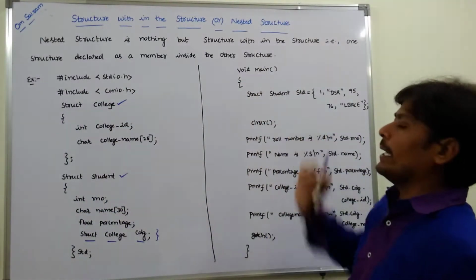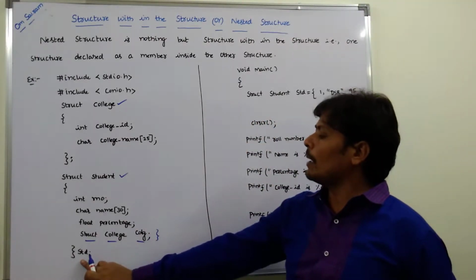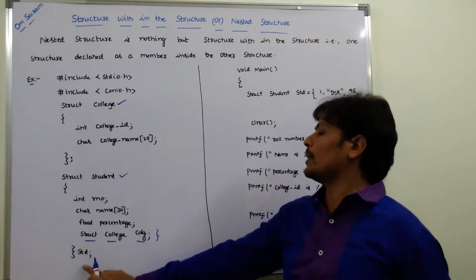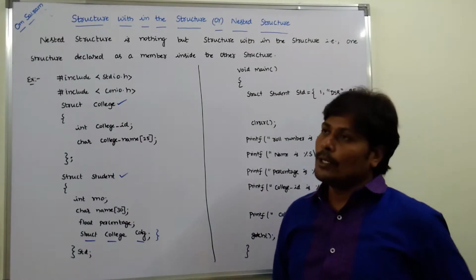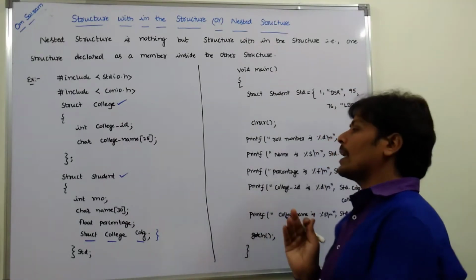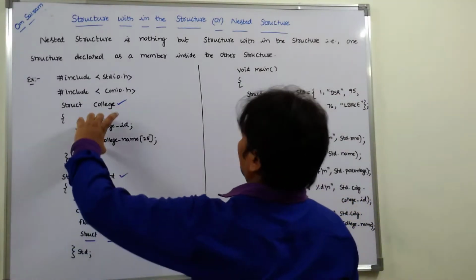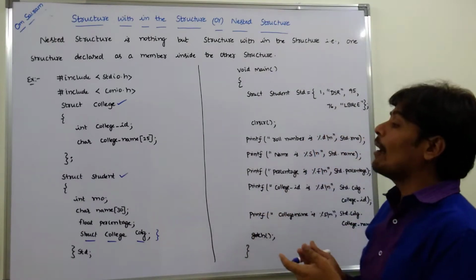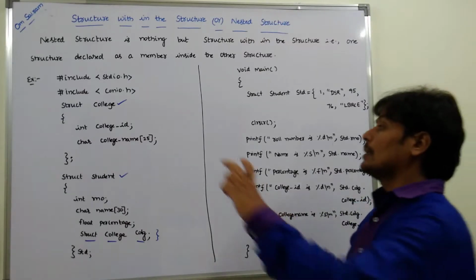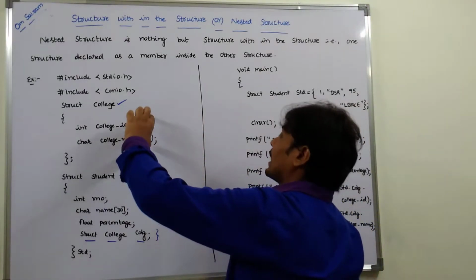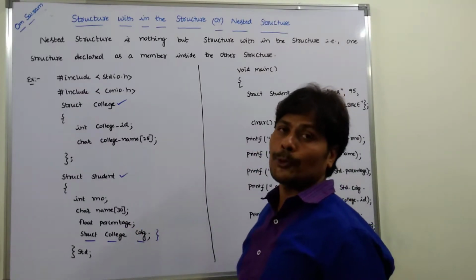So void main. Structure name is student. What is the variable you created for structure student? std. Here this is structure initialization. So here we have to initialize this structure by using these members and these members. We have to initialize all the members in both structures, because this entire structure is declared as a member in another structure called student.